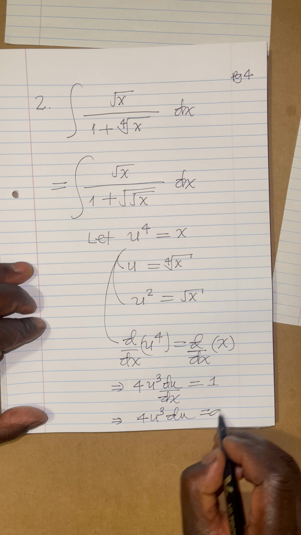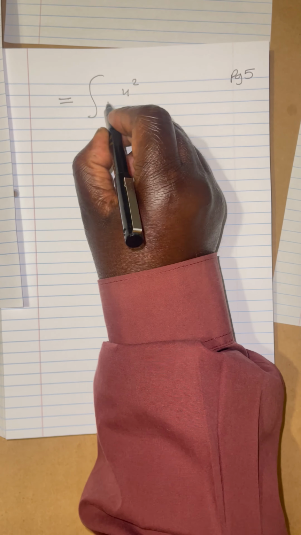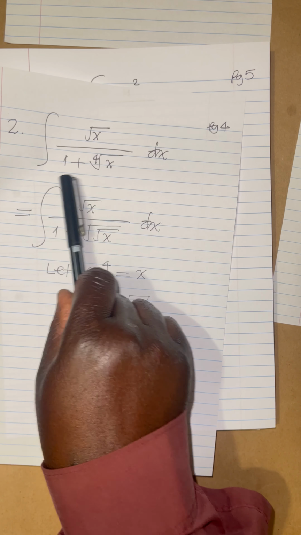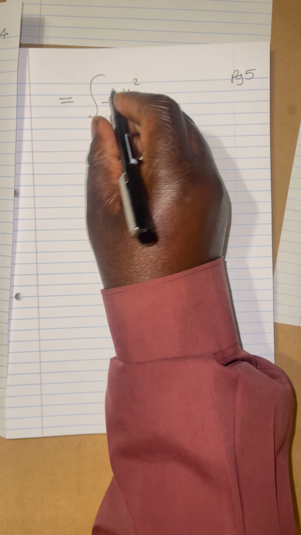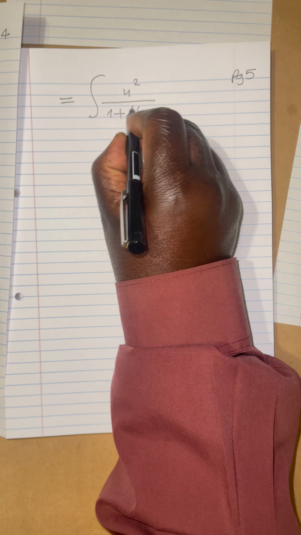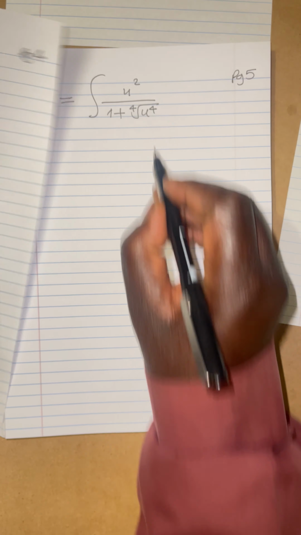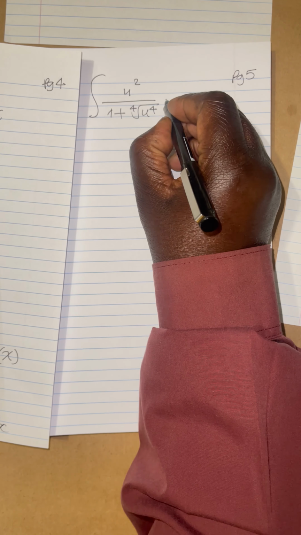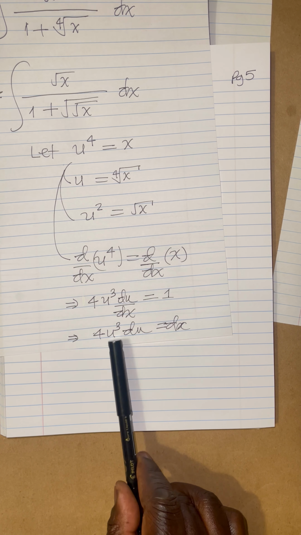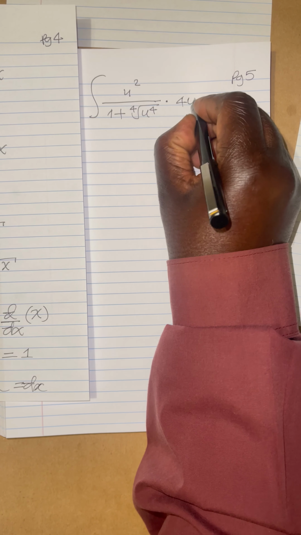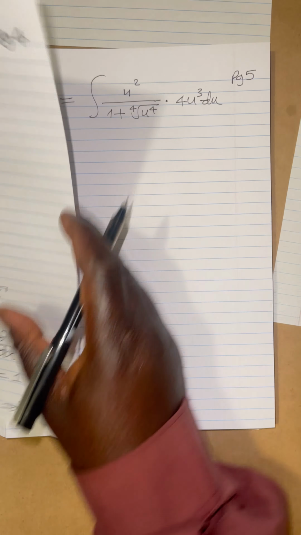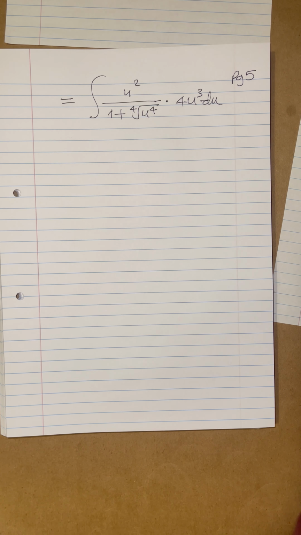So let's look at how we transform that integral then, taking us to page 5. In this integral, in the place of square root of x, I'm going to put u squared. So we have the integral of u squared all over 1 plus the 4th root of u power 4. Remember, x is u power 4. And in the place of dx, we have 4u cubed du. Perfect.